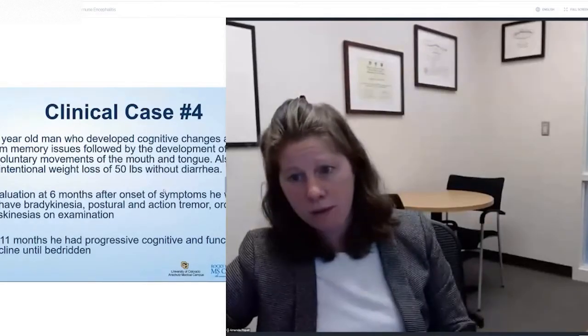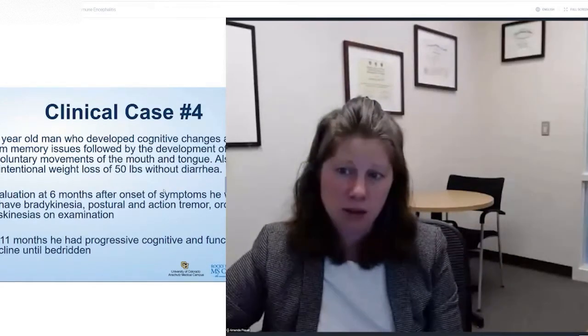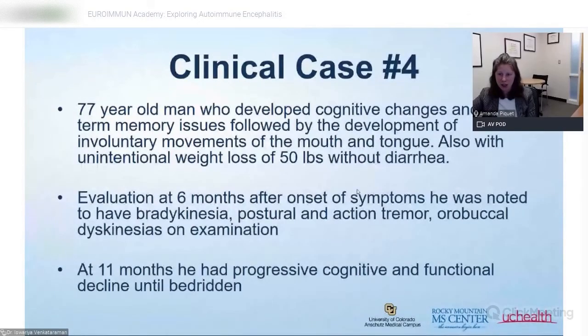Here we're going to move on to our fourth case. This is a 77-year-old man who developed cognitive changes and short-term memory issues. And in addition to that, developed these abnormal involuntary movements of the mouth and tongue, which I'm going to show you in a bit. He also had an unintentional weight loss of 50 pounds, without diarrhea. He first presented to the movement disorder clinic when he was noted to have bradykinesia, postural inaction tremor, and oral buccal dyskinesias on exam, which I'm going to show you on the next slide.